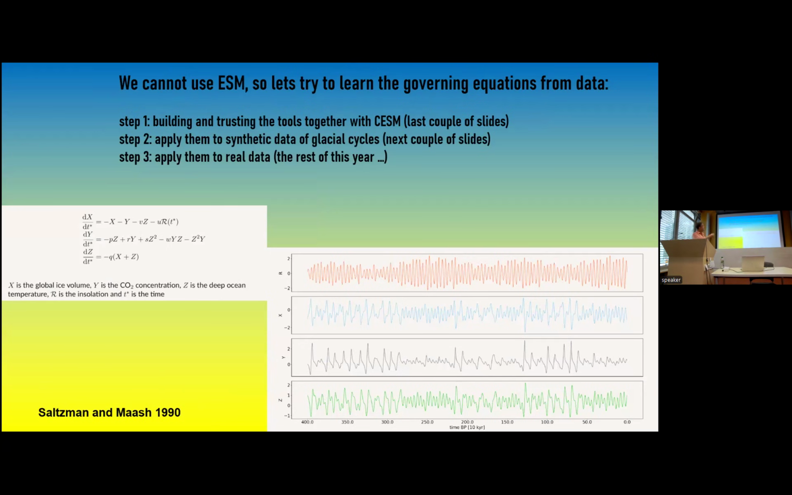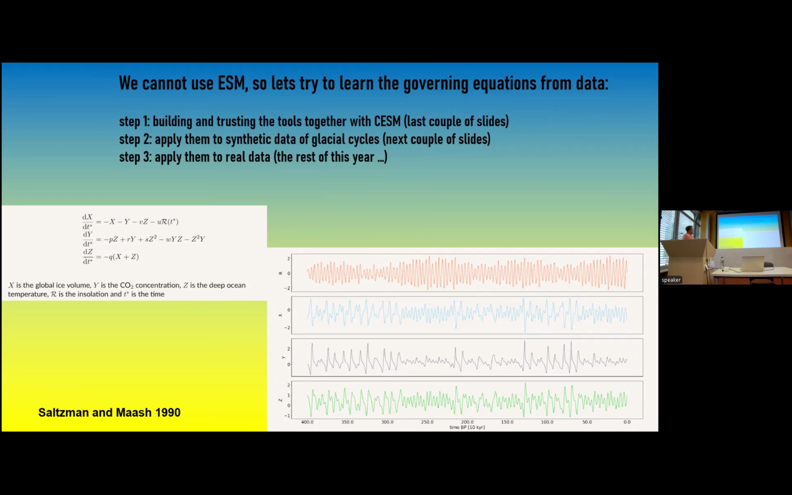We were very encouraged by Shiffan's results for the Dansgaard-Oeschger event. So we immediately tried to do this for data and nothing works. So this was very disappointing. So we went back and said, well, let's first try to do this on synthetic data. So we want to build an emulator that emulates another, basically, emulator. What we use here is the Saltzman and Maasch model for the ice ages.